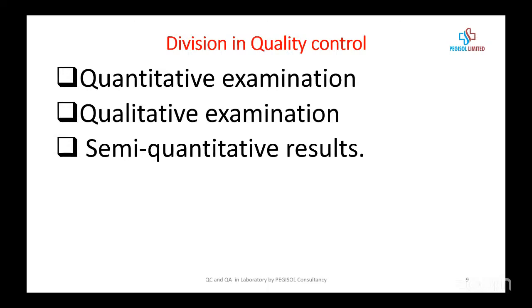Now, we have what we call semi-quantitative testing. These are tests like malaria, where you say 1 plus, 2 plus. They have a level of quantification. Let's say 0 to 5. Those are semi-quantitative tests. So when people come for testing, these are the three possible examinations. It could be a qualitative testing, a quantitative testing, or a semi-quantitative testing.